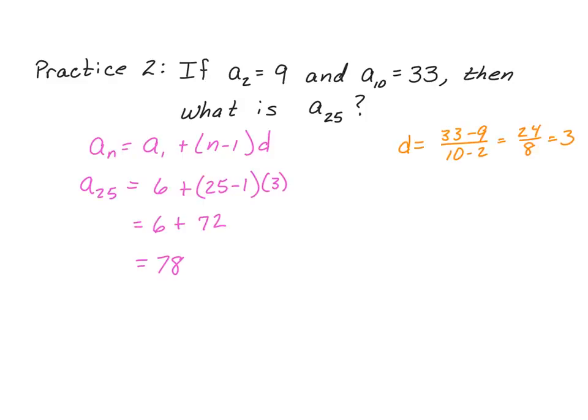All right, so in this situation, the distance or difference between the terms comes out to a 3. Since the second term was a 9, that means the first term would have been a 6. So a sub 1 is 6 in this situation. And then 25 goes in for n. Your difference was 3. Working out the math comes out to 78.